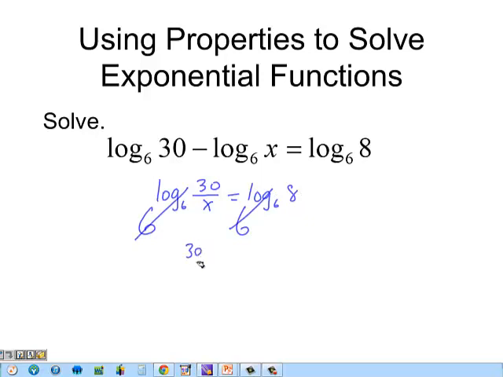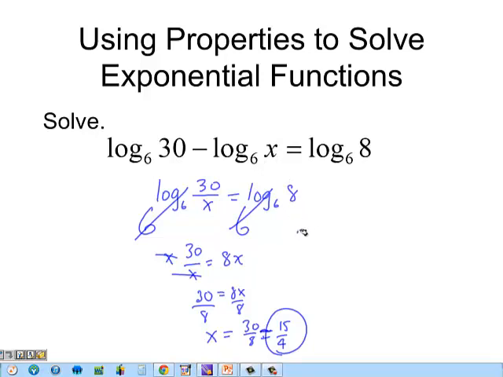Now 30 over x is equal to 8. Multiply both sides by x. Get 30 is equal to 8x. Divide by 8. And x is equal to 30 over 8, or reducing that, 15/4.